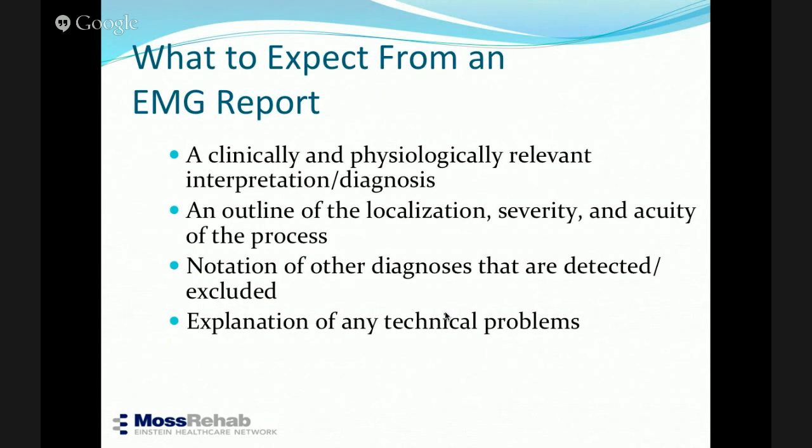So what to expect from an EMG report? You want a clinically and physiologically relevant interpretation and diagnosis, right? An outline of the localization, severity, and acuity of the process should be there. Notation of other diagnoses that are detected or excluded. Explanation of any technical problems: if I screwed up, that's okay. I can say, I didn't do this right, that's why there's a problem. That's perfectly reasonable to tell. Or, I can't explain this, I think it's due to my technical problem in recording.